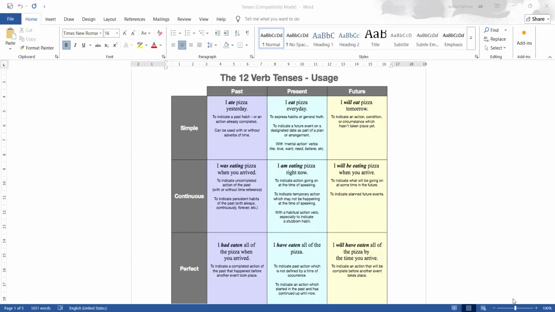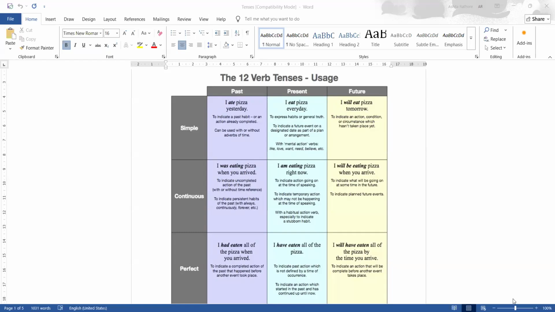No. Well, I think the difference is the ing form of the verb. Okay, that is the difference in construction, but ma'am, what is the difference in meaning?